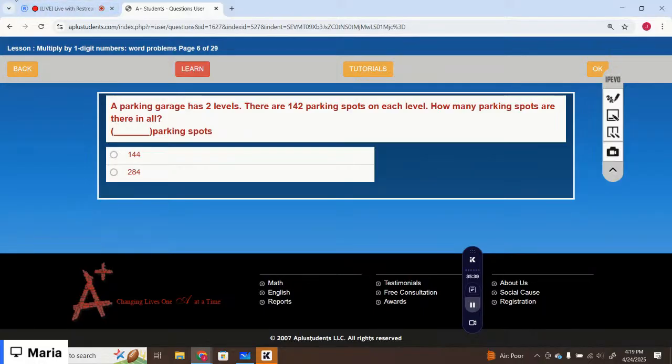Option number 2 is the correct option. That is 284. 142 times 4 is 284.